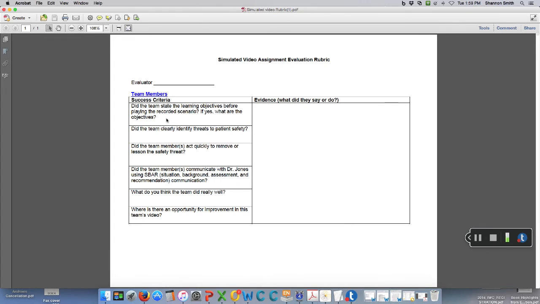And then, did the team member act quickly to remove or lessen the safety threat? Again, these questions guide you in things that you should address. Did the team member communicate with Dr. Jones using SBAR communication? So you see right there, you should use SBAR when you contact your doctor. And what do you think the team did really well? And I'll give you that feedback as to what I think you really did well, and where you have opportunity for growth in future projects of this nature.